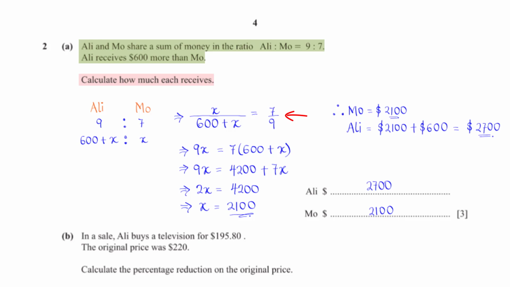To get rid of the denominators, we can cross multiply, and this gives us 9 times x equals 7 times 600 plus x. When we expand the brackets, 7 times 600 is 4,200. 7 times x is 7x. When we group like terms, 9x minus 7x is 2x. And when we make x the subject, we have x equals 4,200 divided by 2, which is 2,100. This means that Mo receives $2,100 and Ali receives 2,100 plus $600, which is $2,700.